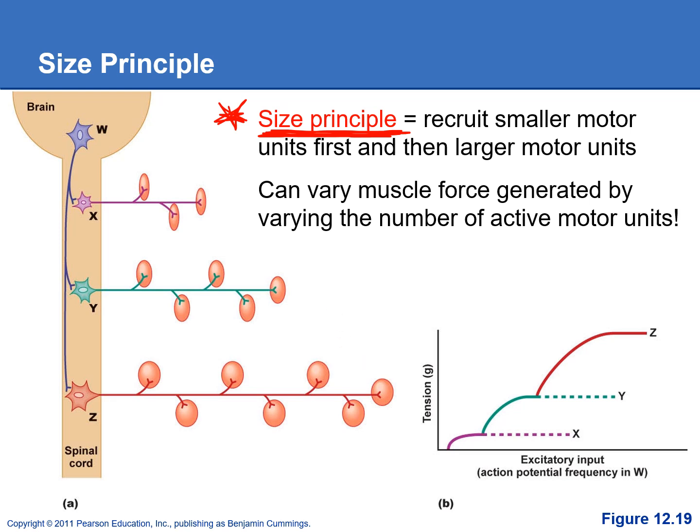All right, but let's say that now you're going to pick up a couple textbooks. Okay, that's a bit heavier. So we're going to recruit motor unit X to contract first, and we realize that, oops, that's not enough force to pick up these textbooks. So now we're going to recruit motor unit Y to also contract at the same time. So we're going to have motor units X and Y contracting at the same time, and that's going to generate enough force to pick up these textbooks.